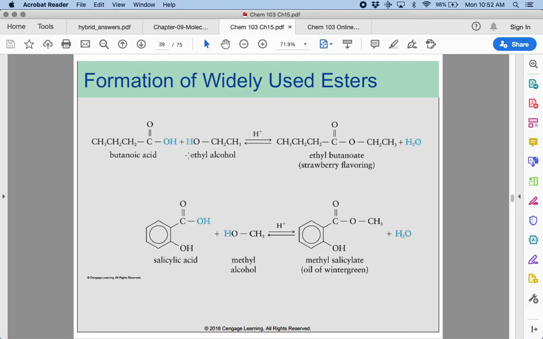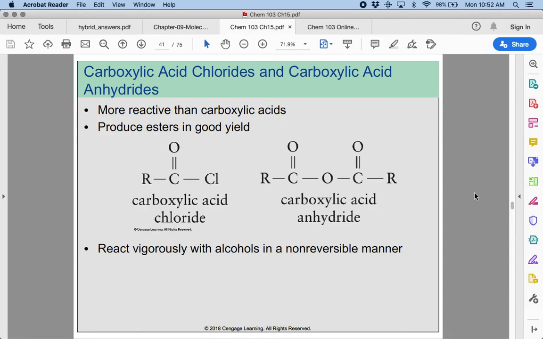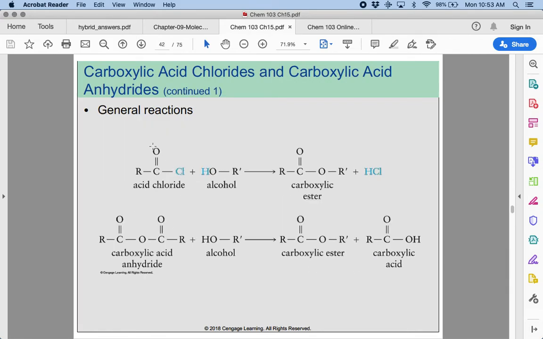That's great if we want a reversible reaction, one that can be broken apart. But oftentimes in a lab, you don't want your reaction to break apart, so we need a way to make it a little more vigorous, a little more stable. So we turn our carboxylic acids into either an acid chloride or the anhydride version of it. When we react these with alcohols, we still get our ester, but we won't have a reversible reaction.